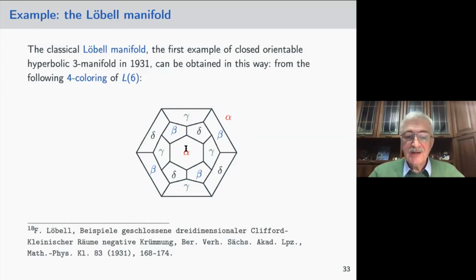And you can consider a coloring in 4 colors, alpha, beta, gamma, like here. So alpha and beta and gamma and delta, they're colored. And if you consider the homomorphism corresponding to this coloring, you obtain the manifold which Löbell constructed in 1931 by another method. But you can do it with any right-angled polyhedron.